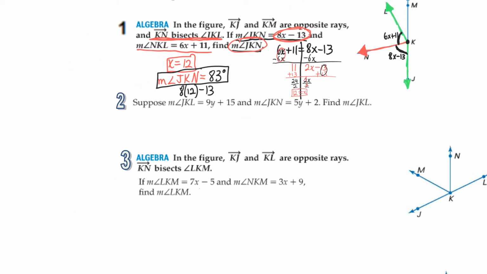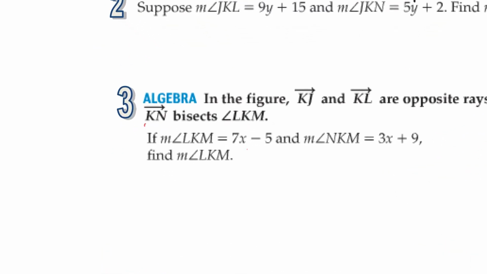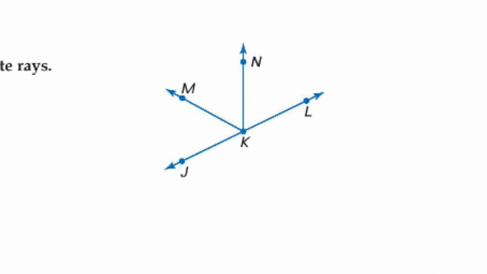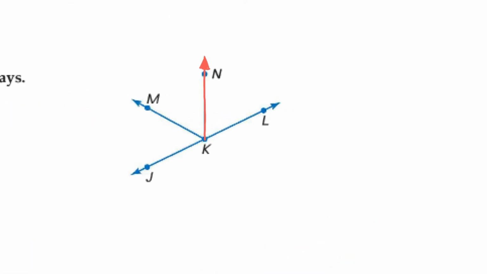All right, I'm going to skip number 2, look at number 3 here. Somebody different who hasn't read that part for me right there. Ray KN bisects angle LKN. Good. So KN, that's this one right here. Bisects angle LKM, which is this one right here.